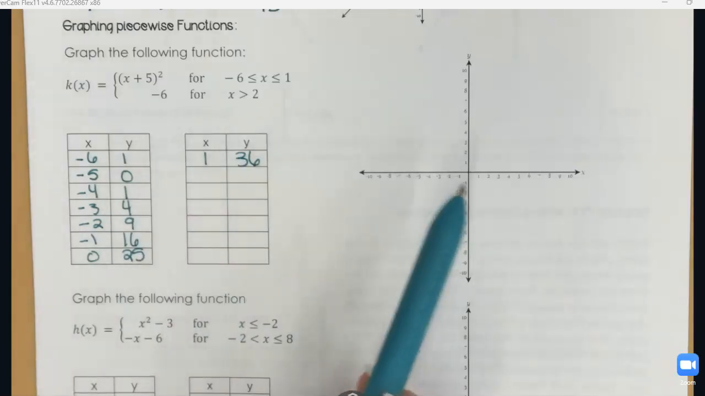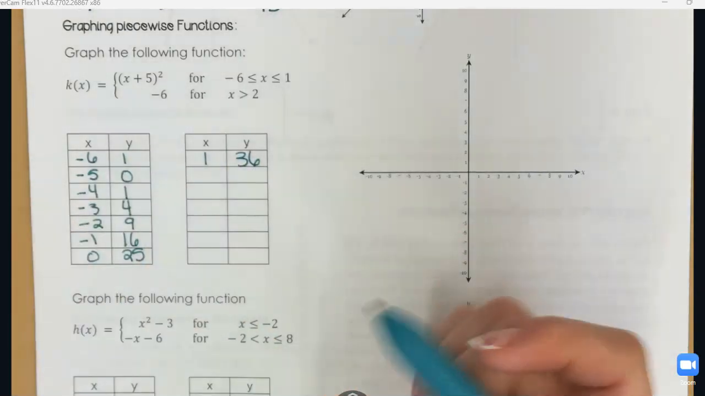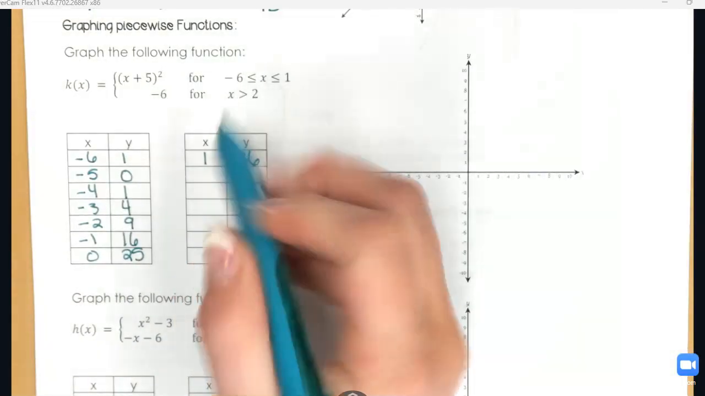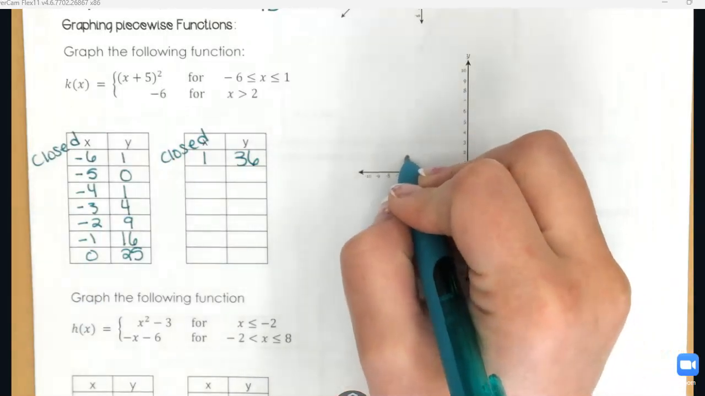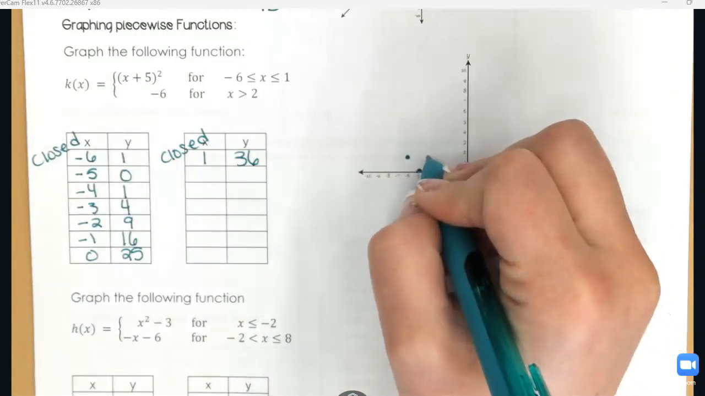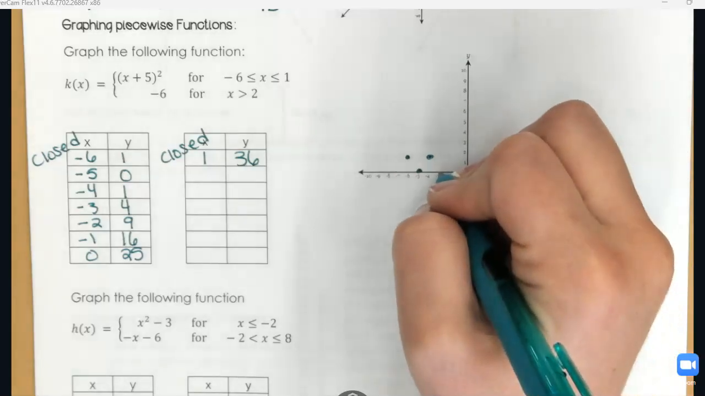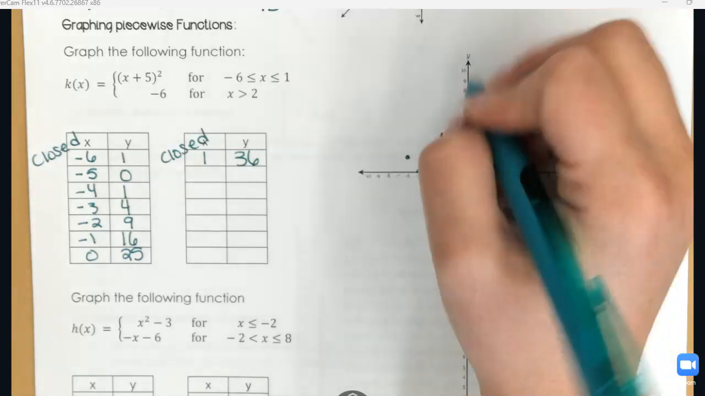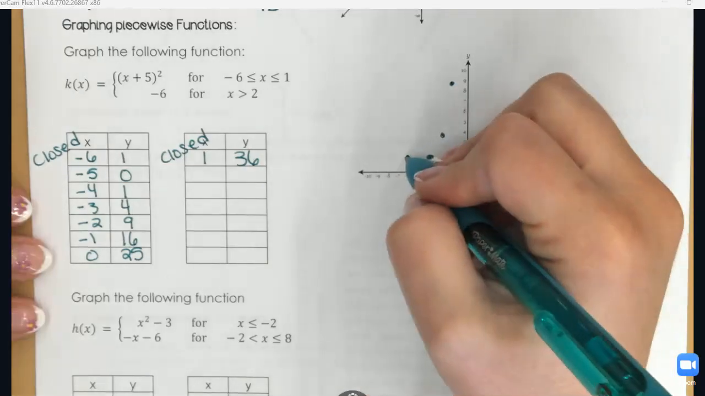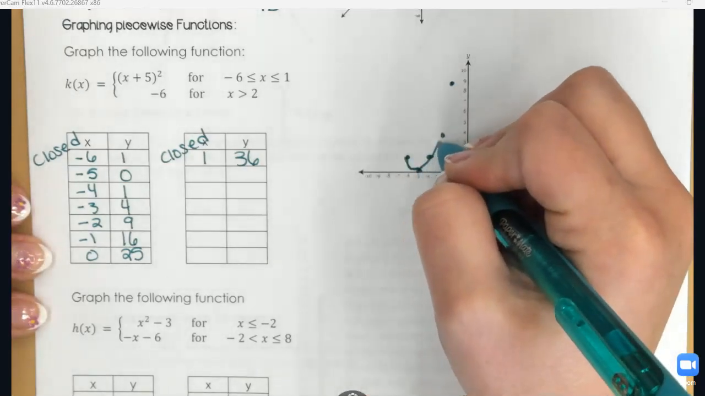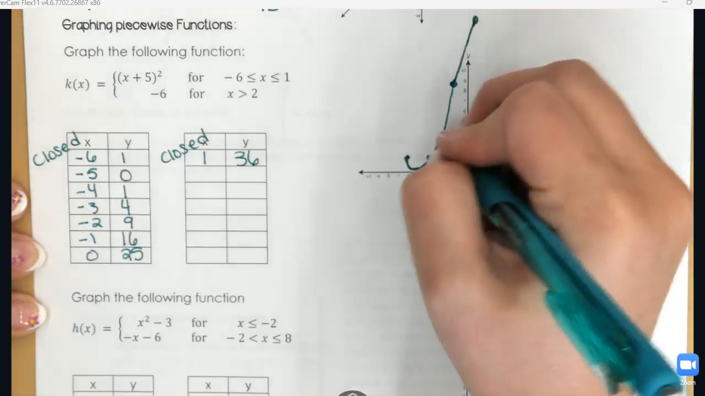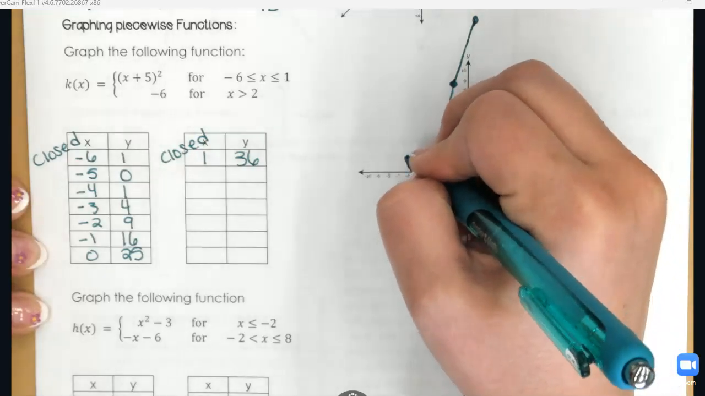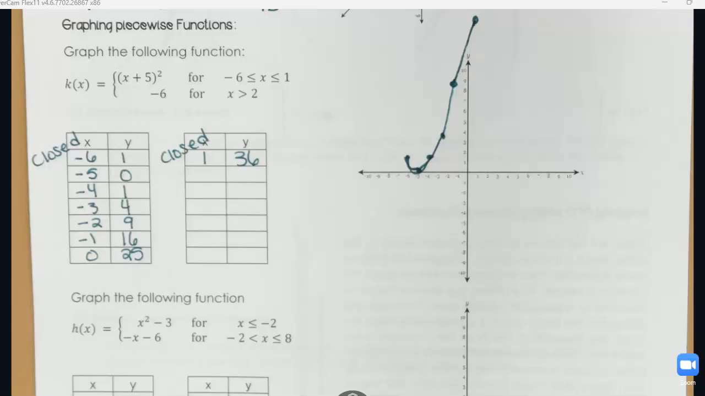Another thing to consider when I'm getting ready to graph it is, are these going to be open or closed circles? And looking at my inequality, they are both underlined, so I need to make sure that both of these are closed. So -6, 1, then -5, 0, -4, 1, -3, 4, -2, 9, and so on. And it's going to go up really high. Whoop, that was an ugly parabola. Off my graph, and I'm just going to kind of pretend that I can see where that ends. And so here is my not so beautifully drawn parabola for the first part of our graph.